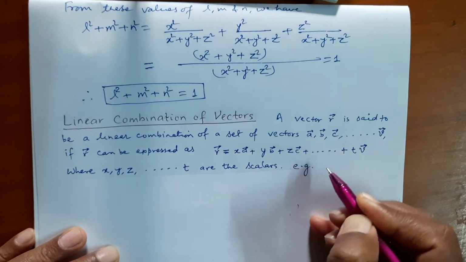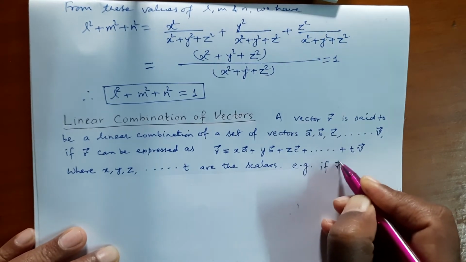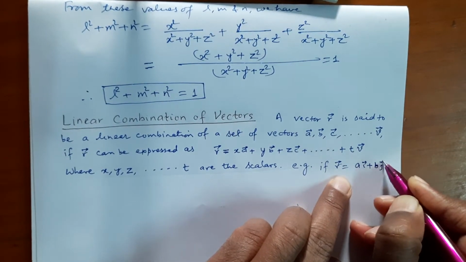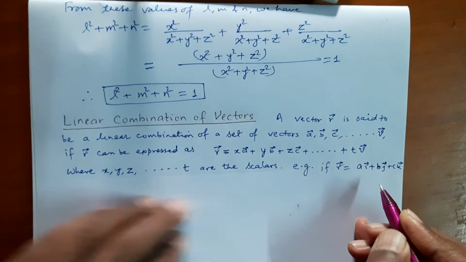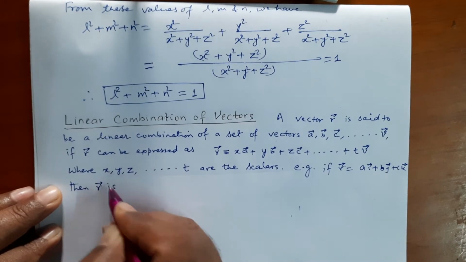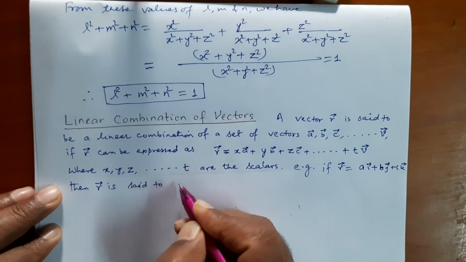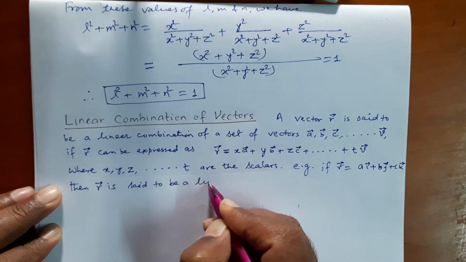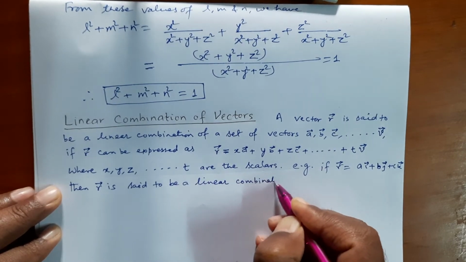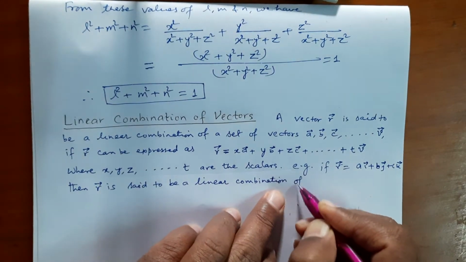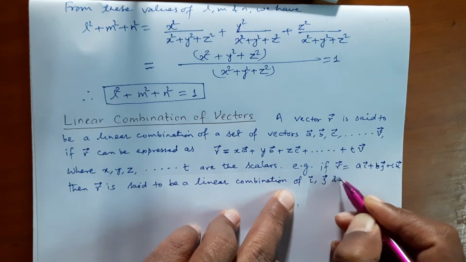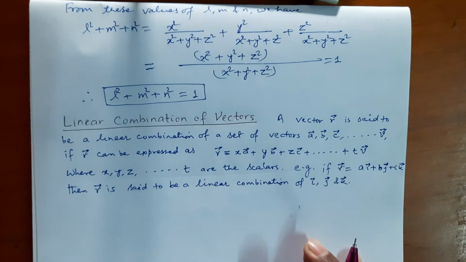Example: if vector R equals a i vector plus b j vector plus c k vector, then R is said to be a linear combination of vector i, vector j and vector k. This is an example of a linear combination.